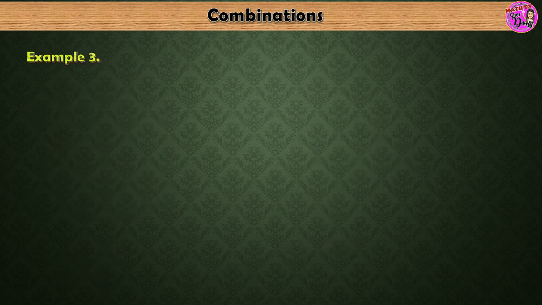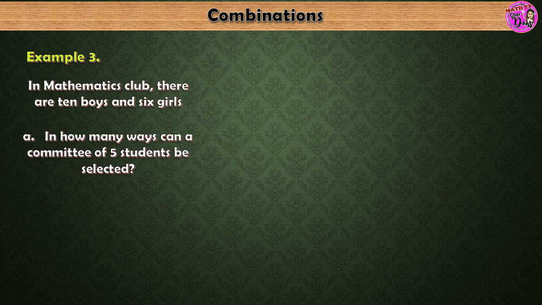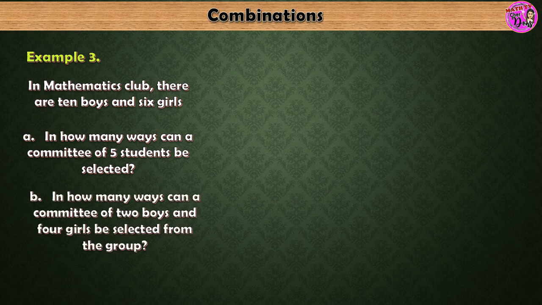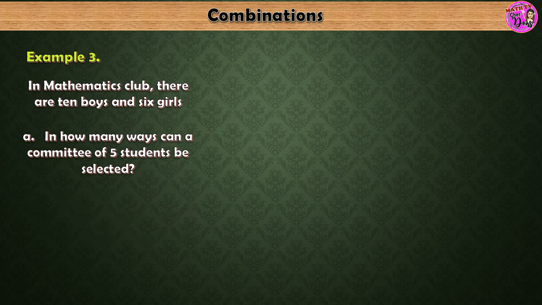Example number 3. In Mathematics Club, there are 10 boys and 6 girls. Letter A. In how many ways can a committee of 5 students be selected? And letter B. In how many ways can a committee of 2 boys and 4 girls be selected from the group? Let us solve letter A.